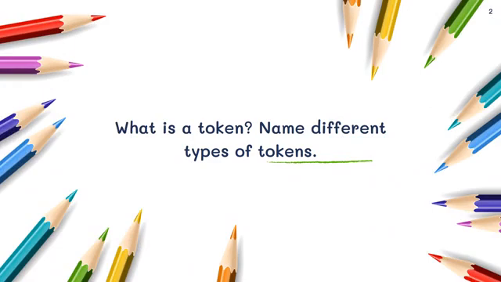What is a token? Name different types of tokens. The smallest individual unit in a program is known as a token. The types of tokens are keywords, identifiers, literals, punctuators, and operators.